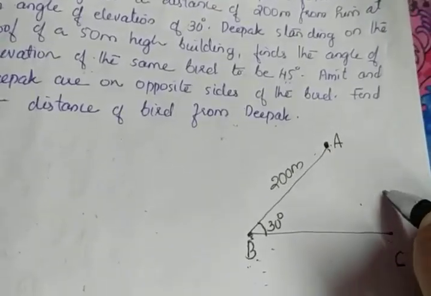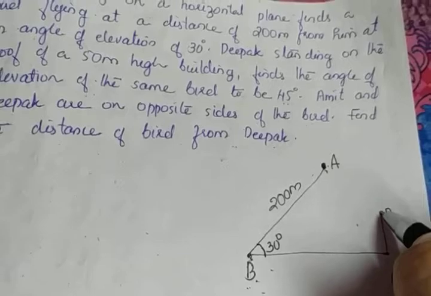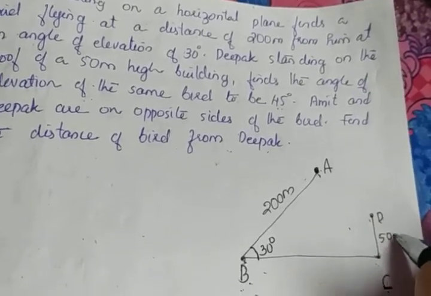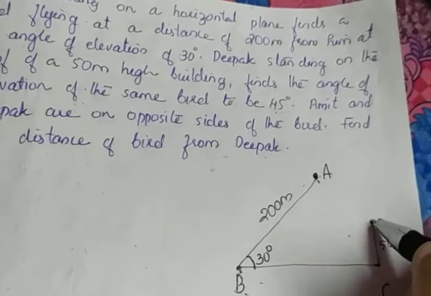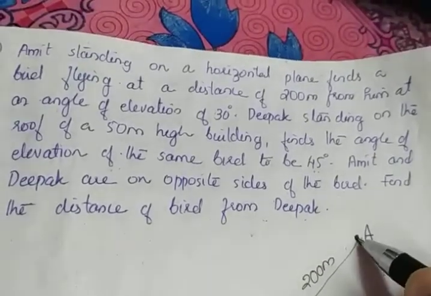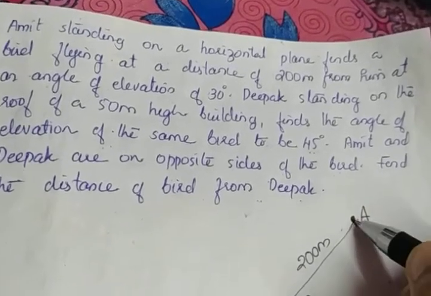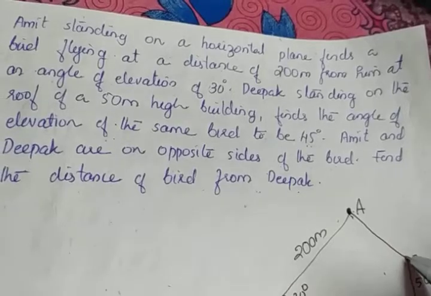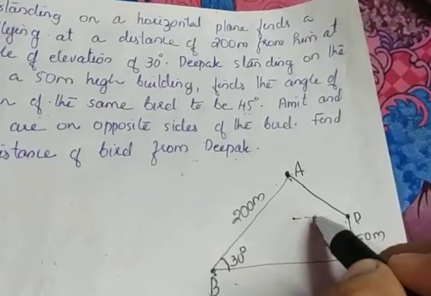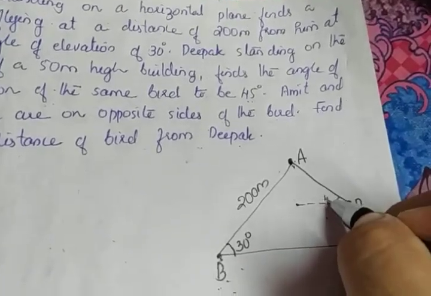So I am drawing a building here. Let D be the position where Deepak is standing. CD is the 50-meter high building. From here, Deepak is looking at the same bird at an angle of elevation of 45 degrees. So this will be the line of sight. Which will be the horizontal? This will be the horizontal, and this angle is given as 45 degrees.